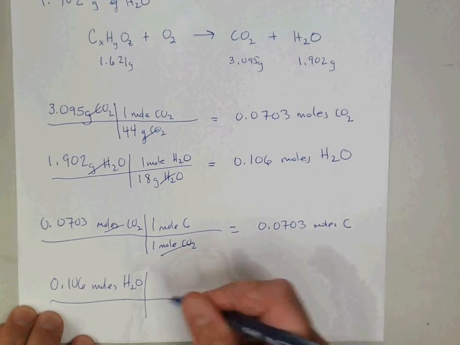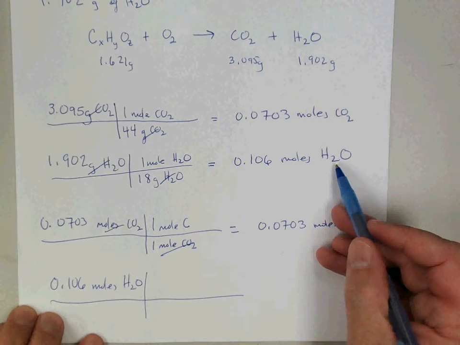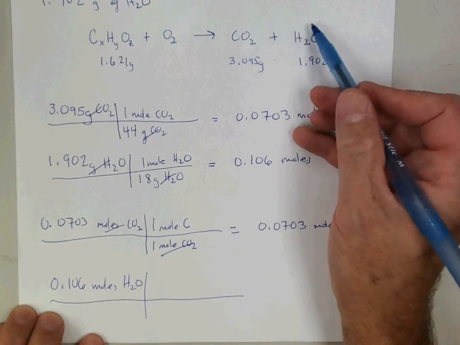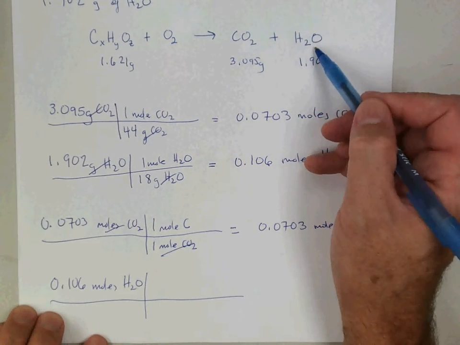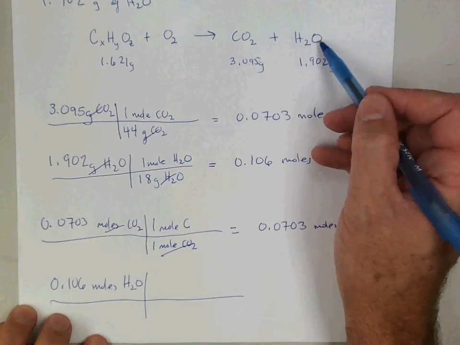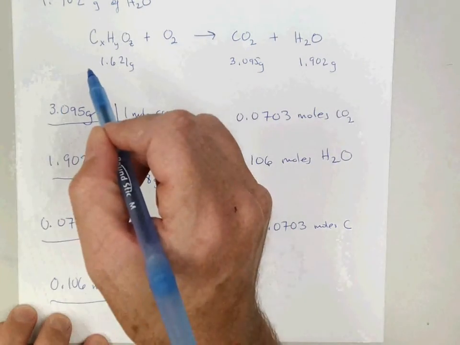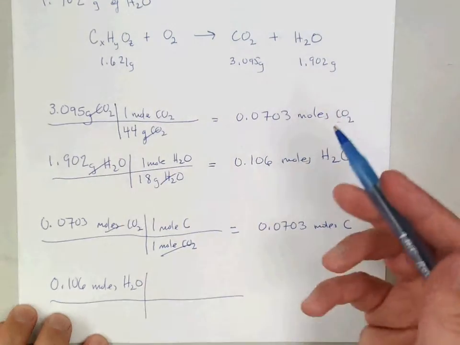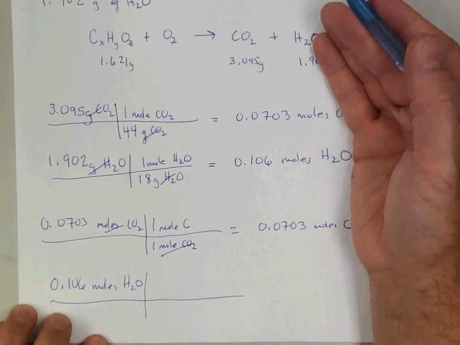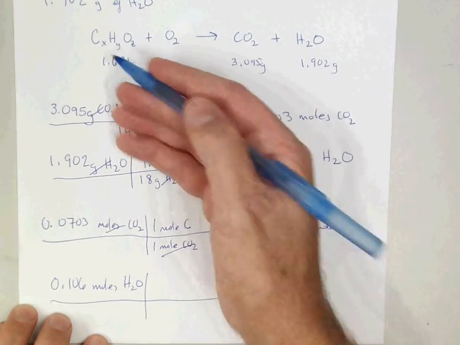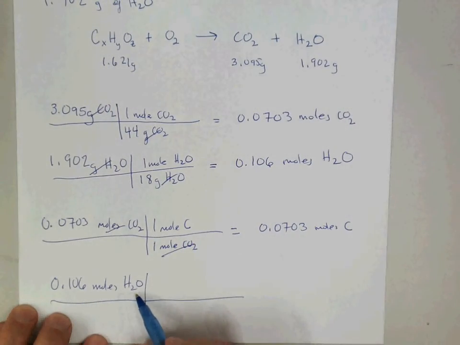Now I can't go straight here with the water because I'm looking for hydrogen. And again, I can do the same thing because hydrogen in water is the only source of hydrogen. So therefore, all of the hydrogen in water is all of the hydrogen we started with. Okay? So I can assume that however much hydrogen I have in the water is how much hydrogen I have in this compound. So I can say 0.106 moles of water.